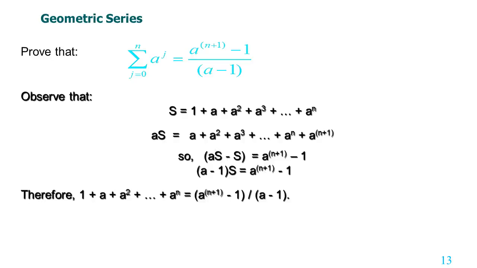Hence the summation of the geometric series becomes a to the power n plus 1 minus 1 divided by a minus 1. We can calculate the geometric series 1 plus 2 plus 4 and so on. Here the first term is 1 and the common ratio is 2. Therefore, using the formula a to the power n plus 1 minus 1 divided by a minus 1, it becomes 2047.